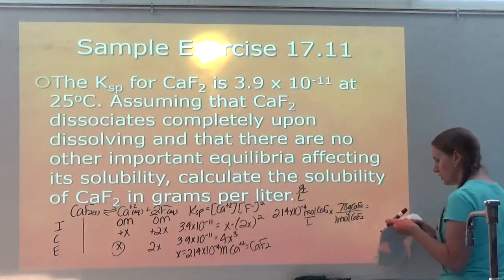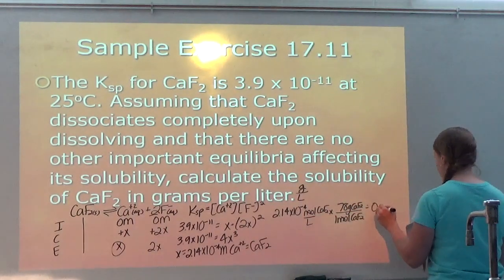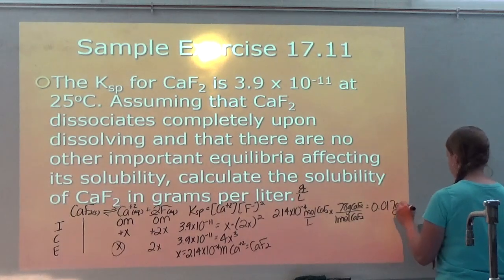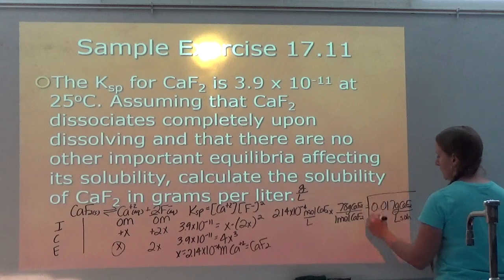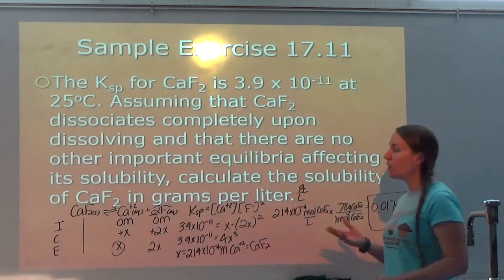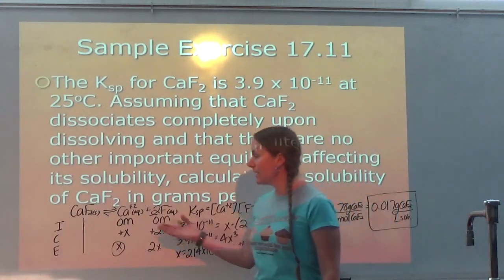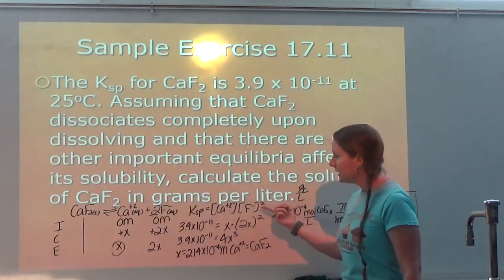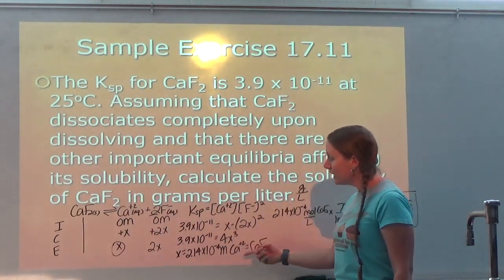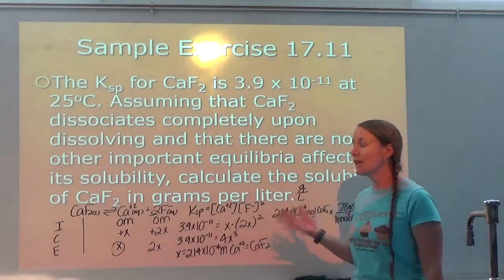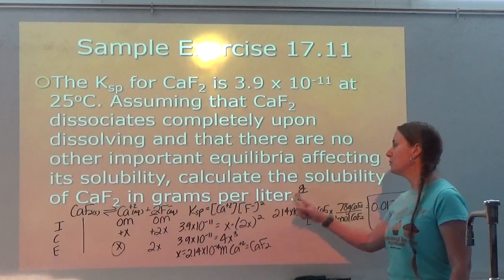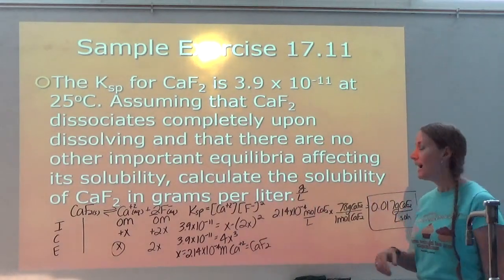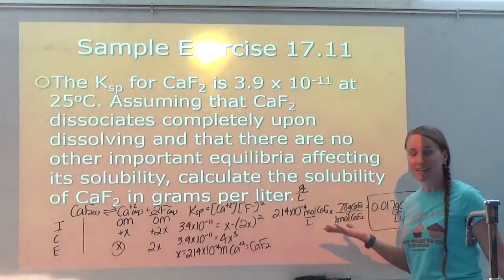So my moles cancel, and so then I ended up getting 0.017 grams of CaF2 per liter of solution. Just like that. Okay, so all I did, just to recap, was I set up my ICE chart, I put my K value, I solved for X, that gave me molarity, which a lot of times they'll just ask for that. They'll just say, what's the molarity? And then you could have stopped here, but because they asked for grams per liter, I had to change my moles to grams, just like that.